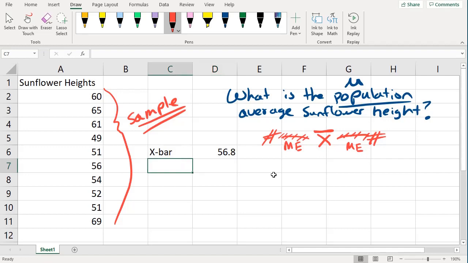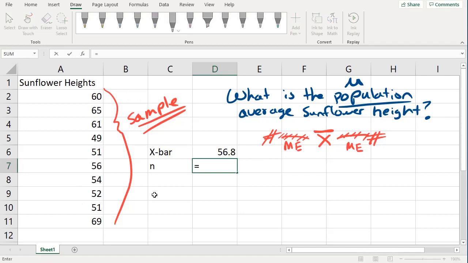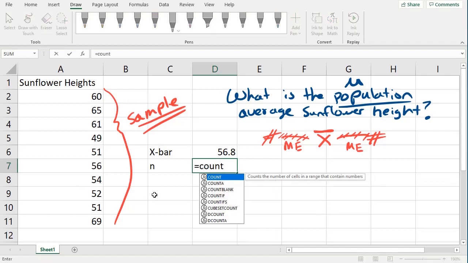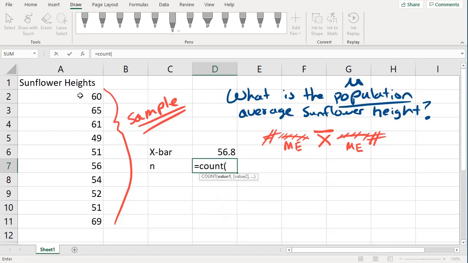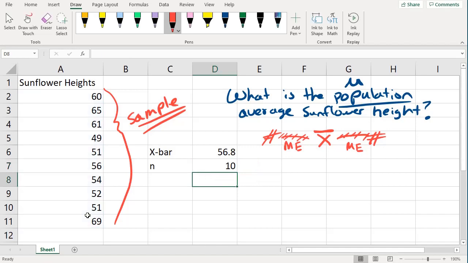Okay, a few other things I'm going to need to know. N, what is N? N is our sample size. Okay. So I could just count how many I have. Also, Excel has this nice formula called count. Okay, and if I type that in and then highlight my data, close parentheses and press enter, I get 10. Right? I could also count 1, 2, 3, 4. I have 10 observations here.